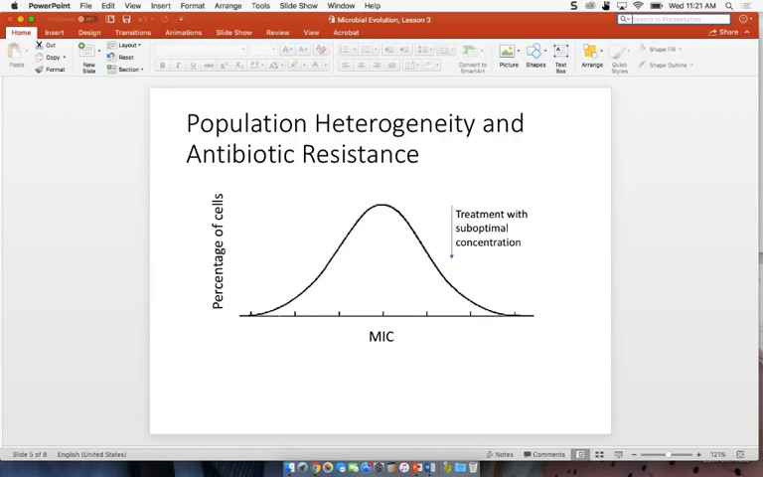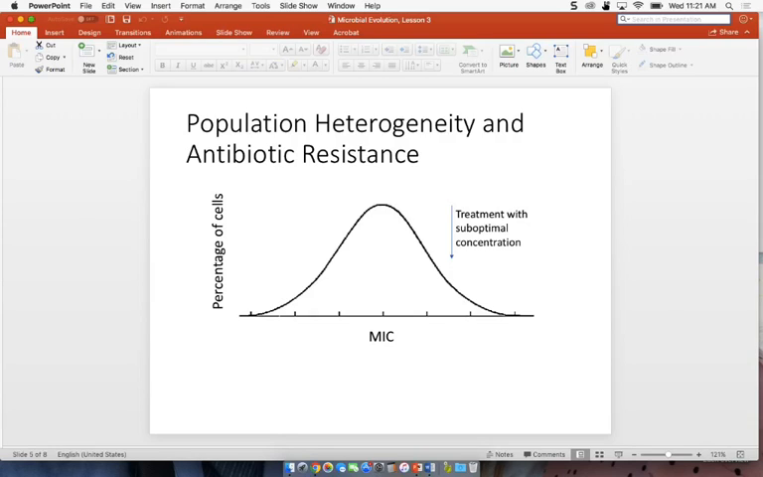There's population heterogeneity. In a population of bacterial cells, you have some that are particularly sensitive to an antibiotic, some that are particularly resistant to an antibiotic relative to the rest of them. When we perform minimal inhibitory concentration experiments, oftentimes we are looking for the minimal inhibitory concentration that it takes to kill all of these. So the concentration that we're typically using is way up here. If we treat with a sub-inhibitory concentration, like this here, who's going to die? Or who's not going to grow?